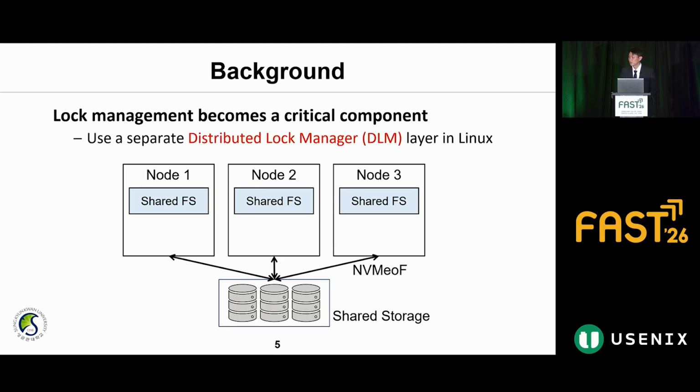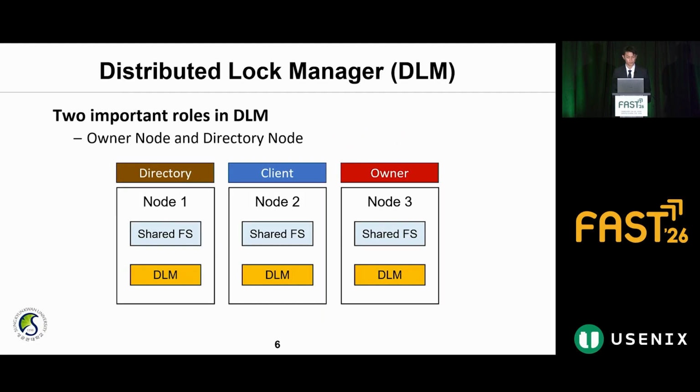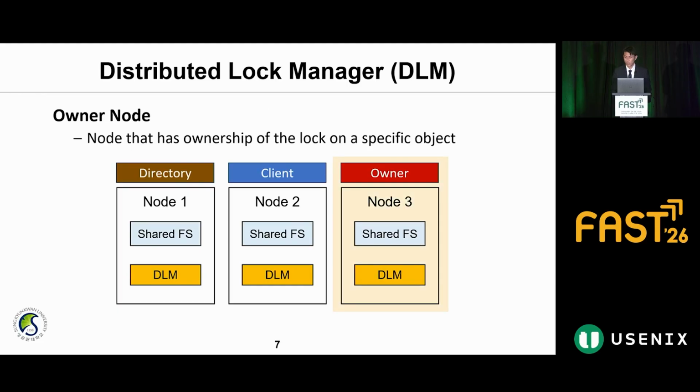Because a lot of nodes access concurrently, lock management becomes a critical component. So these file systems rely on a separate layer called the Distributed Lock Manager, or DLM. To understand how DLM works, we should know two important roles in DLM: the owner node and the directory node. The owner node has ownership of the lock on a specific object. So simply, if you want to acquire a lock, you should go to the owner and request the lock.